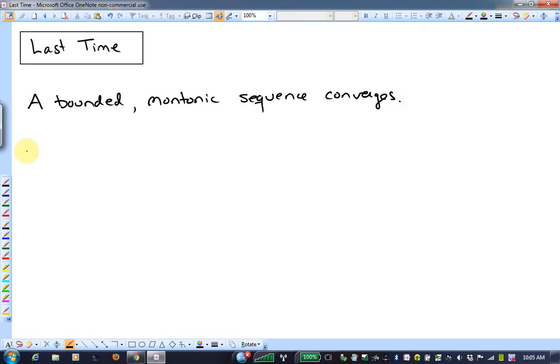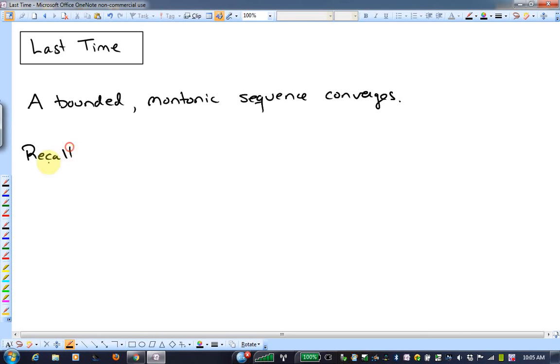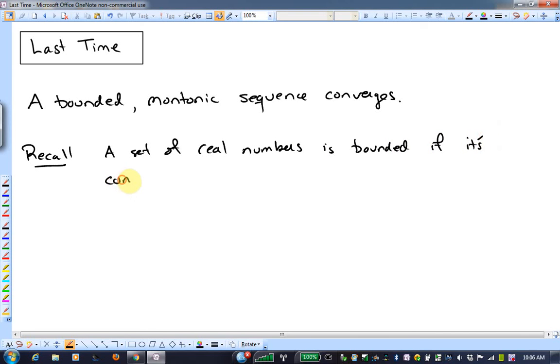So a set of real numbers is bounded if it's contained in some finite interval. Okay? There's no need to be efficient with a thing like this.